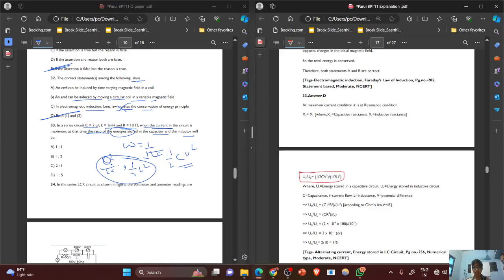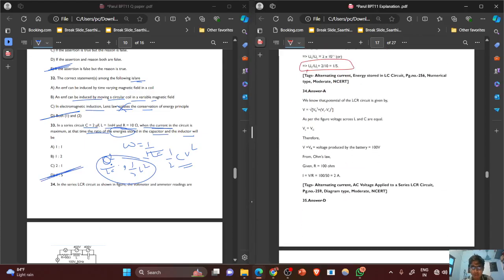You know the value of C here. You don't know the value of I here, and you also don't know the value of V. So just convert V into I. V equals I R. Put the value, V square equals I square R square. I square will cut out. You know the value of R. Putting all the values, you get the ratio 1 by 5. D is your correct answer. It's again a formula-based question. You just need to calculate the ratio out of it.